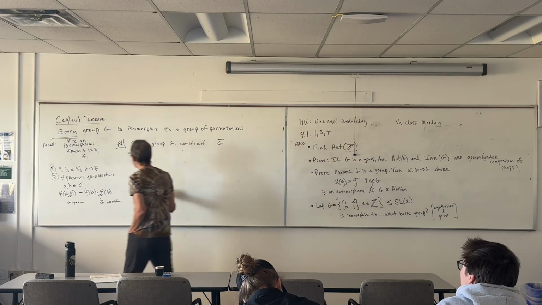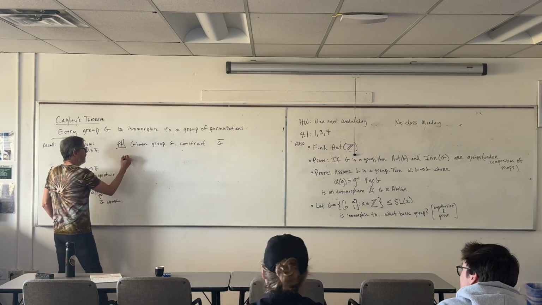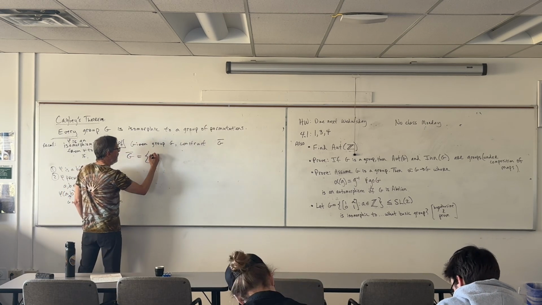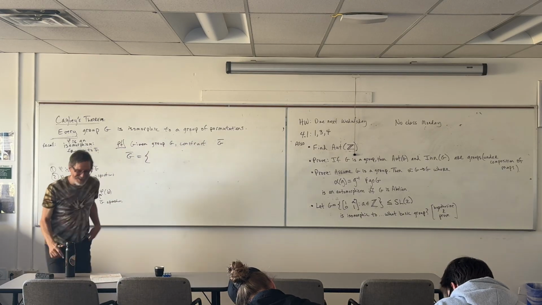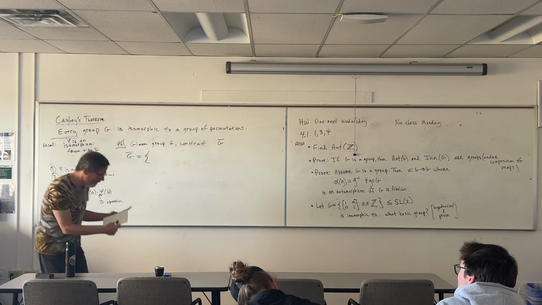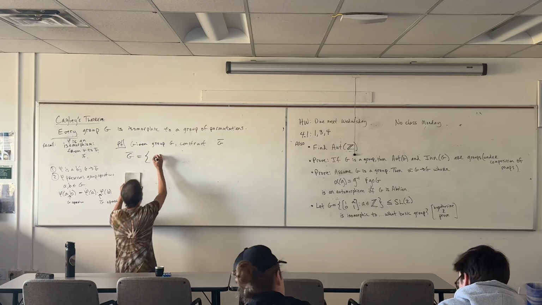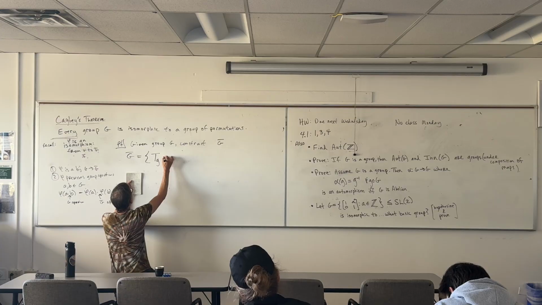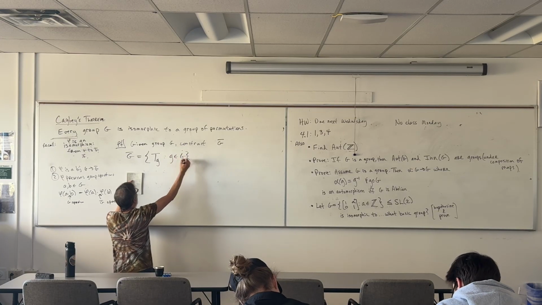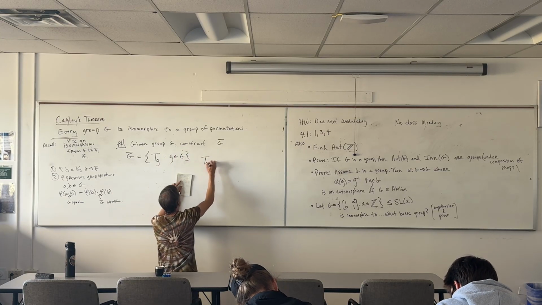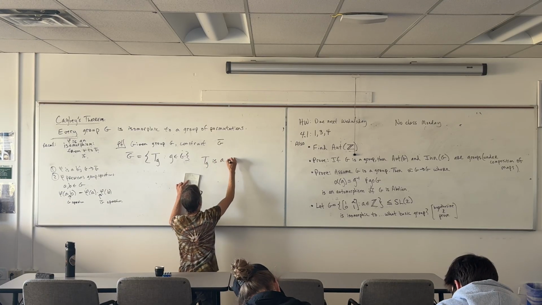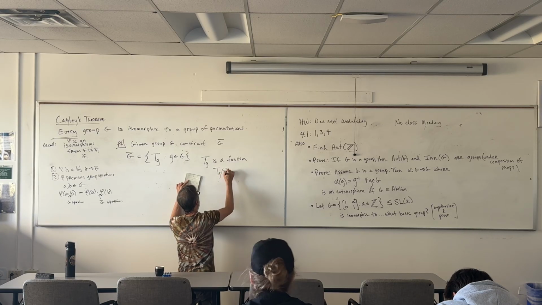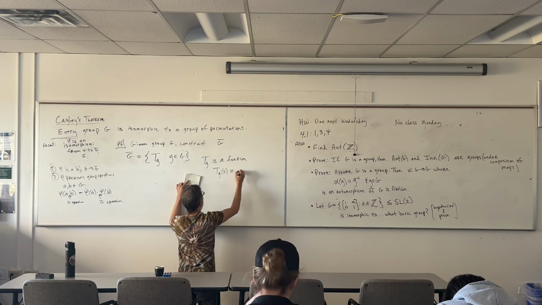Construct G bar. And the way we're going to do this is we're going to say that G bar is equal to the set of transformations, so capital T sub G, for G in G. And what this T sub G is, is a function that works like this. T sub G of input X is equal to Gx.